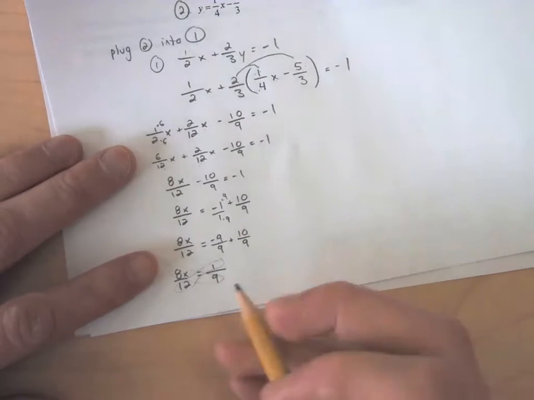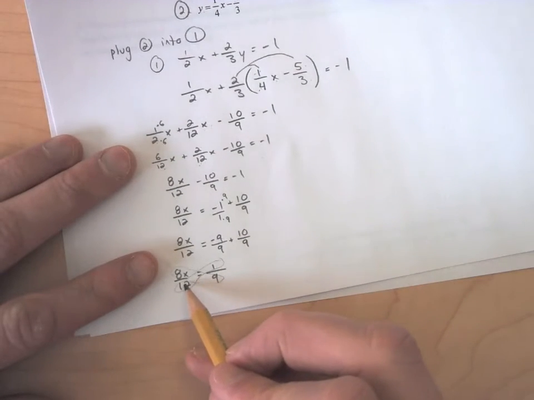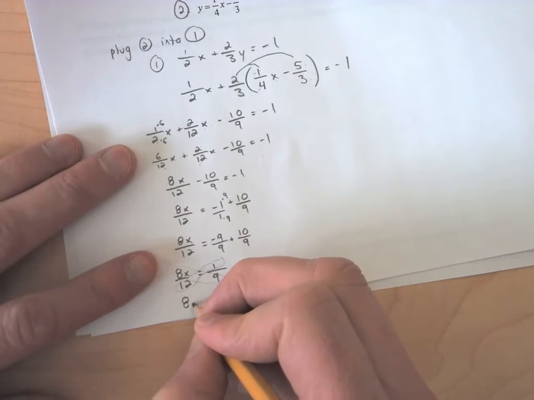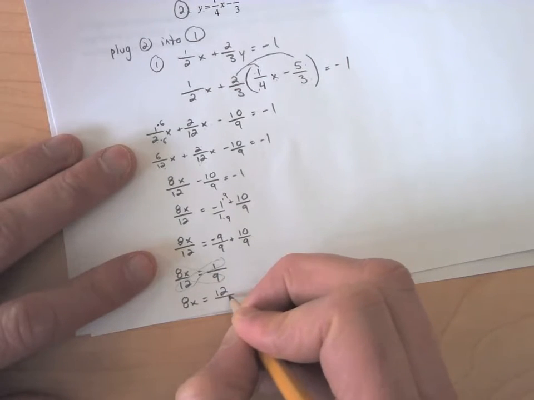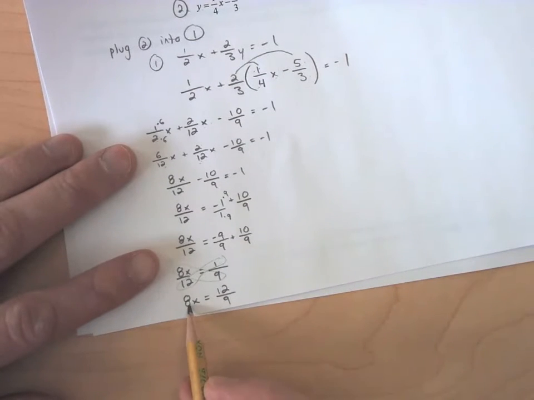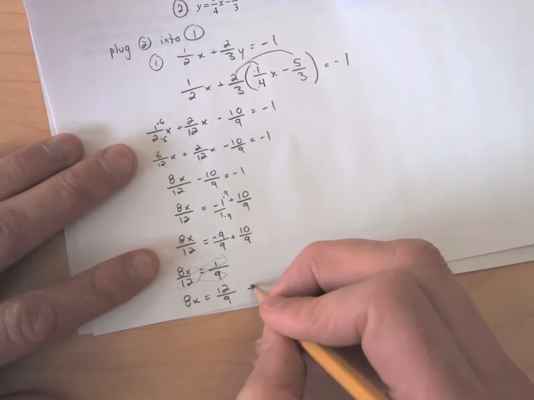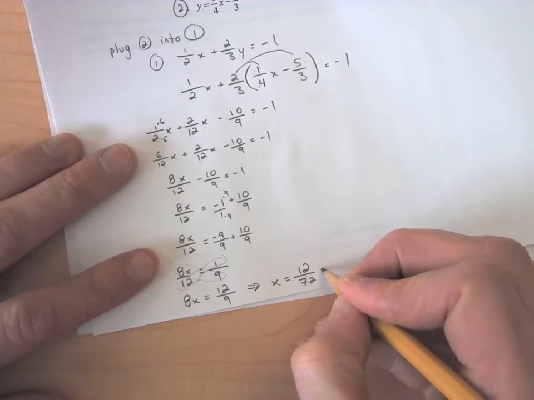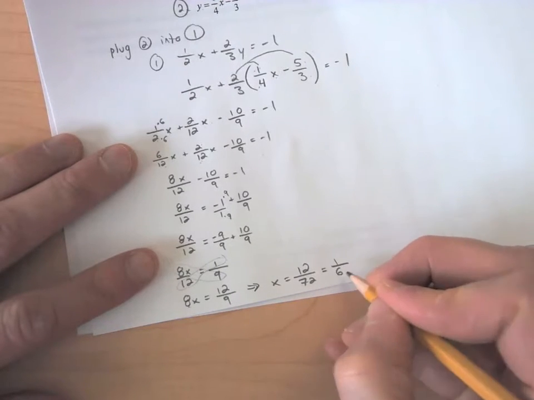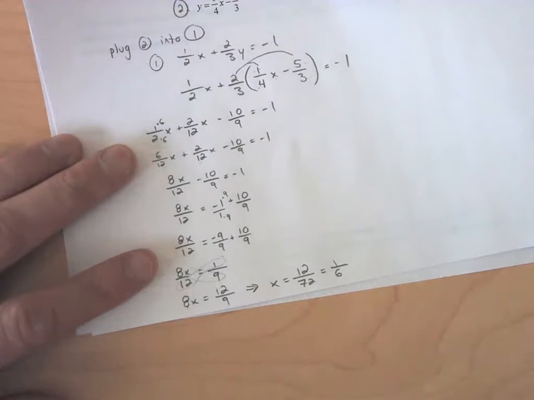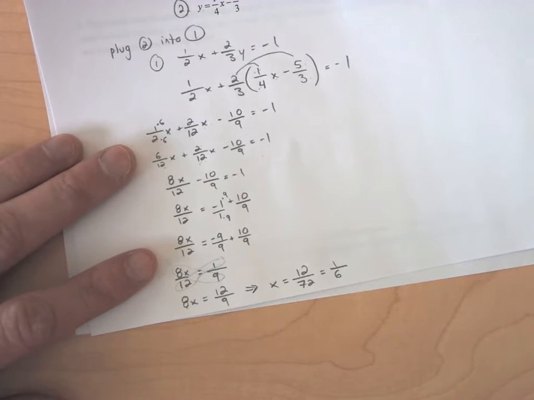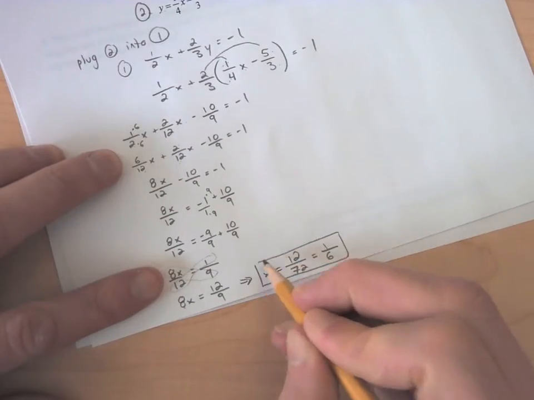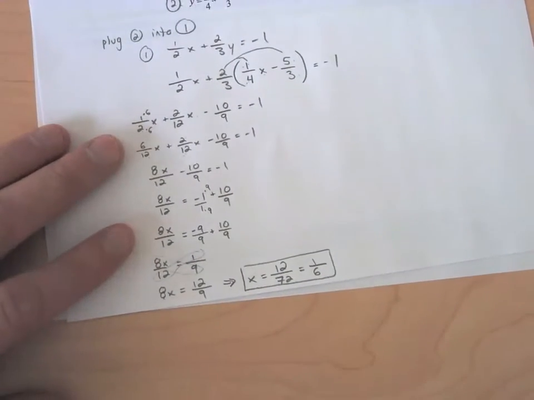Okay, another way you can do it is we just have to get rid of that 12, so let's times both sides by 12, and we'll get 8x equals 12 over 9. And we've got to get rid of that 8, so we have to divide by the 8, and this will bring us to x is equal to 12 over 72. And I notice that that simplifies to 1 over 6, because 12 goes into 72. So our x value for sure has to be 1 over 6.